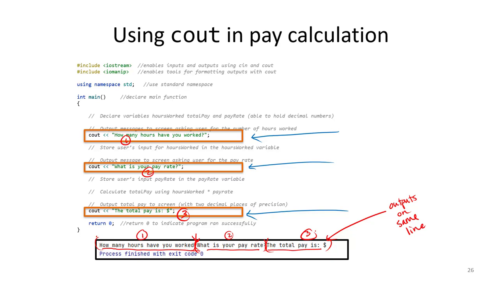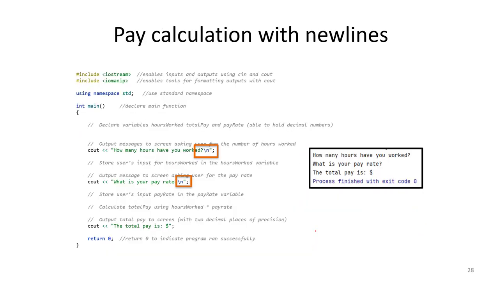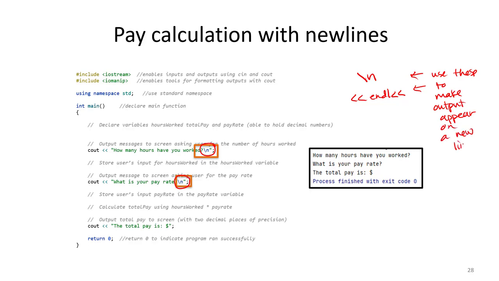And so you'll see, instead of outputting that way, we can add this \n, or we can use endl. We can use these to make the output appear on a new line. Notice in this case, the \n will create a new line after the output.